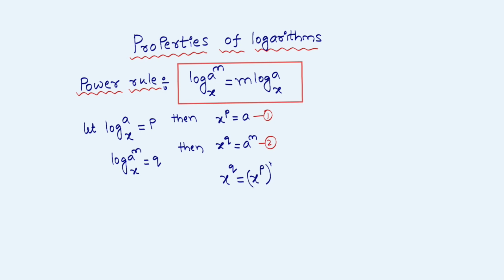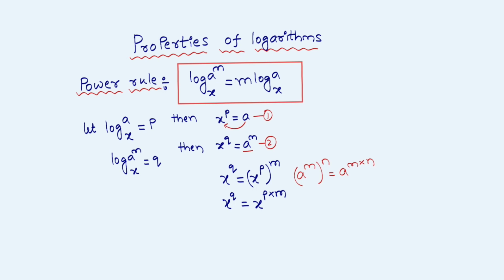So we get x to the power of q is equal to, if we substitute a is equal to x to the power of p in the second equation, x to the power of p whole to the power of m. So what I did here, in the place of a, I substituted a is equal to x to the power of p. So it became x to the power of p whole to the power of m. Now further we can write it using one rule that we know, a to the power of m whole to the power of n is equal to a to the power of m into n. The same rule we use here. So x to the power of p whole to the power of m is x to the power of p into m.